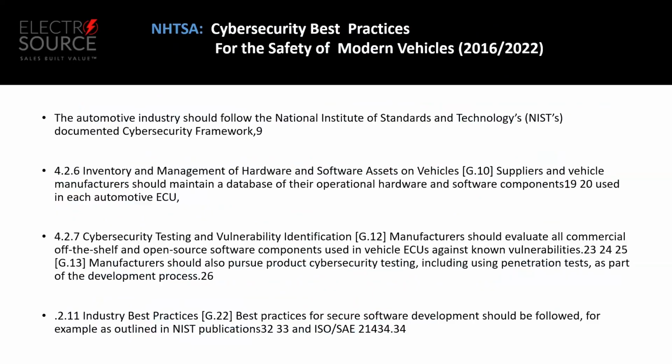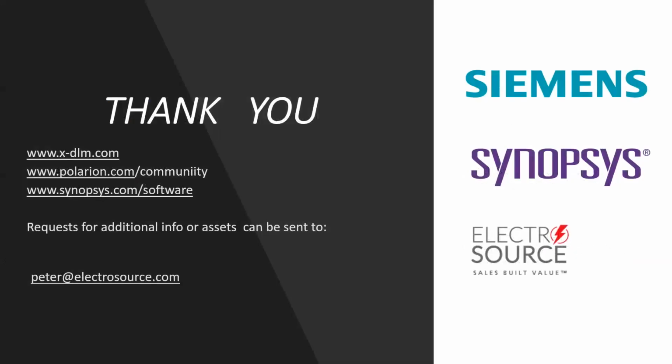And finally, the NHTSA document. At the bottom here, you'll see the references to ISO 21434 and the NIST publications. 427 here, the third point, is cybersecurity testing and vulnerability identification. This is about knowing what's going into the ECU, and an inventory of management of hardware and software assets, which is from 426 of that document.